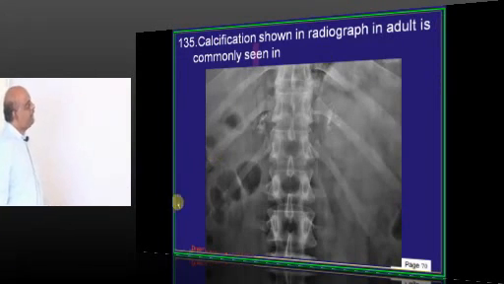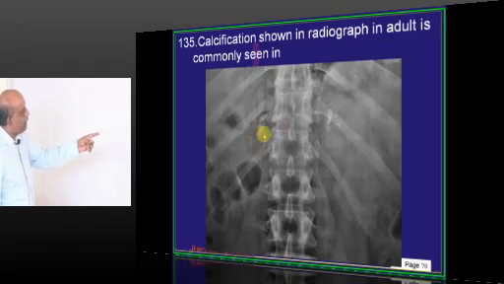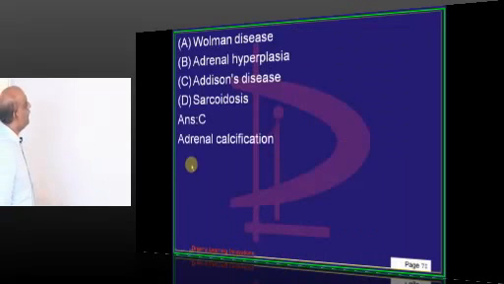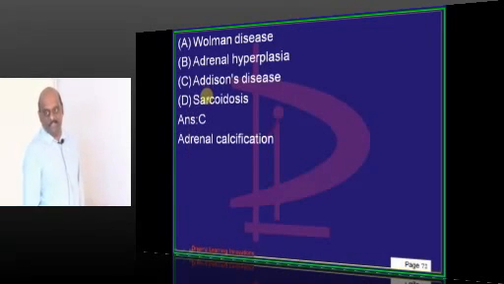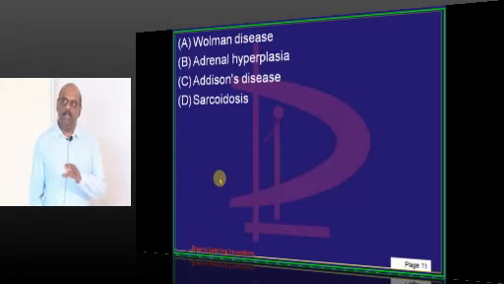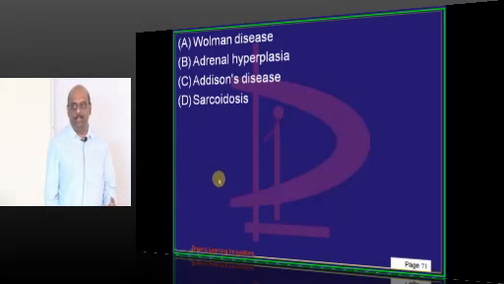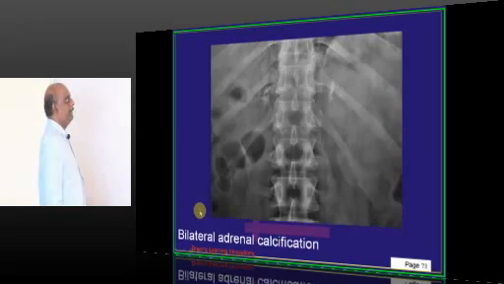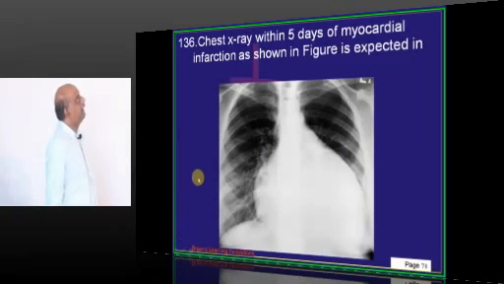Now you are seeing calcifications which are typically located in the areas where adrenals are there. Bilateral adrenal calcification is this typical radiograph. So it is a feature which is seen with Addison's disease, when there is an autoimmune destruction of the adrenal. Into that dead tissue of adrenal, there is a calcification which is called dystrophic calcification which occurs, and that is a feature of the Addison's disease.